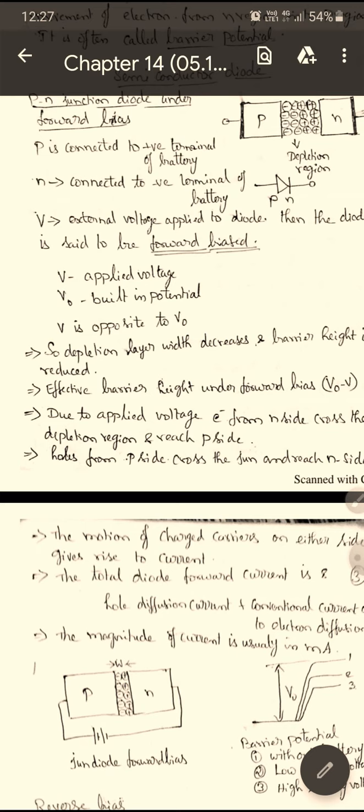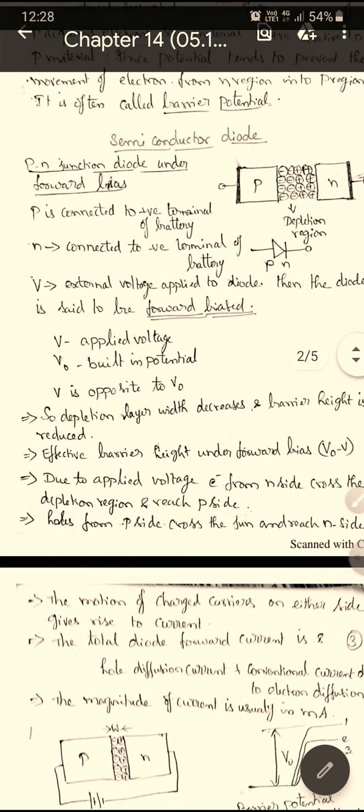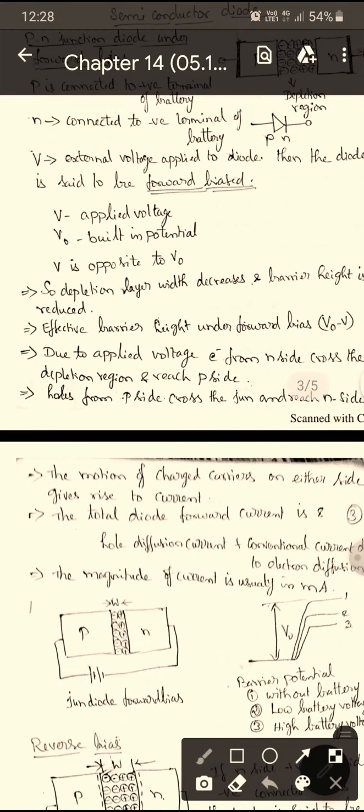So the depletion layer width decreases and the barrier height is reduced. What will happen? The depletion layer width, with the positive and negative charges there, decreases and the barrier height is reduced. So the effective barrier height under forward bias will be V naught minus V.